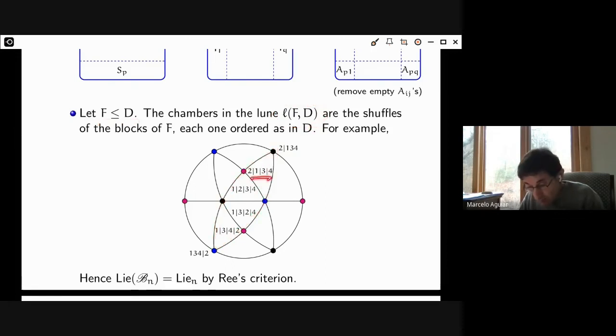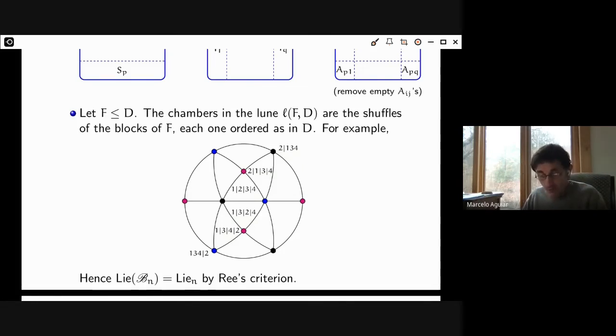So what are the chambers that appear in that lune? Well, it's very easy to see from the explicit description of the arrangement that the chambers that appear here are precisely the shuffles of these two blocks, where the blocks are ordered as prescribed by D. So what I have to do is shuffle 2 with 1, 3, 4 in that order. And then I'll get, you see the 1, 3, and 4 are always in that order in these 4 chambers, in the same order as they were here originally. So those are the shuffles that we discussed before. So the lunes are really the shuffles. When you look at the chambers that constitute a lune, well, they are shuffles.